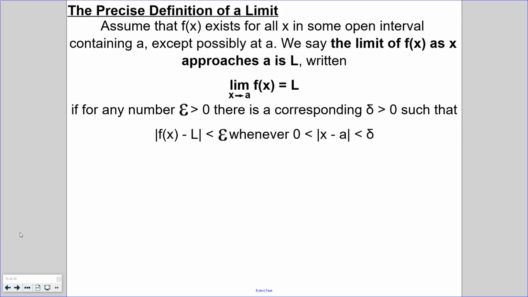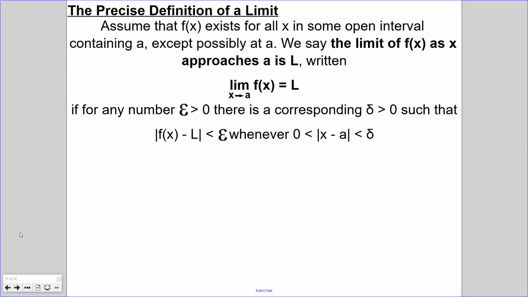Alright, so here is the mathematically precise definition of a limit. And as you can see, it's much wordier than our definition, but it says basically the same thing. So we're going to assume that f of x exists for all x in some open interval containing a, except possibly at a, because again, the limit is a prediction, not an actual value.